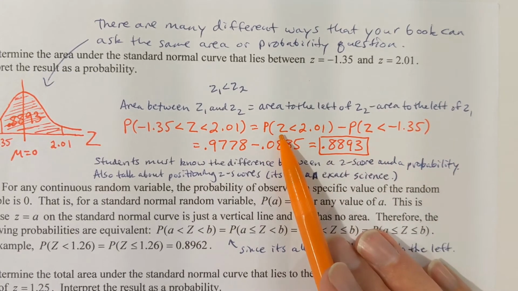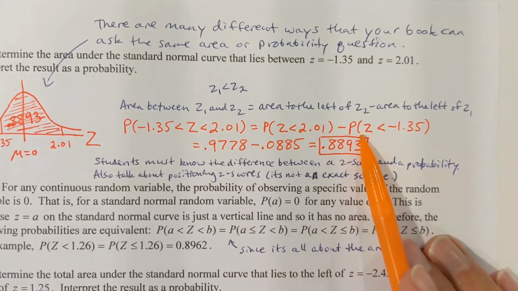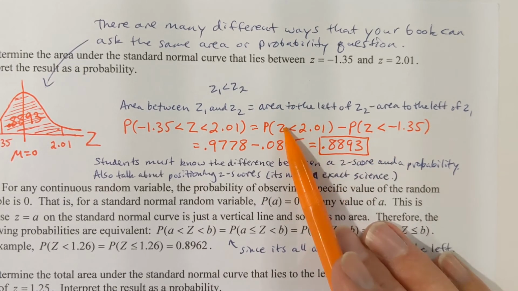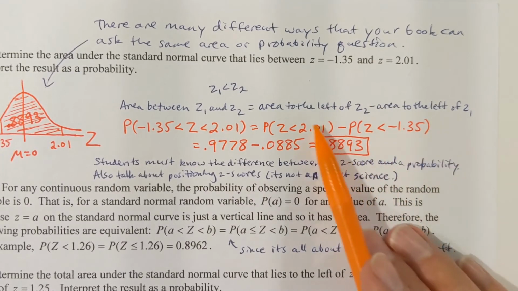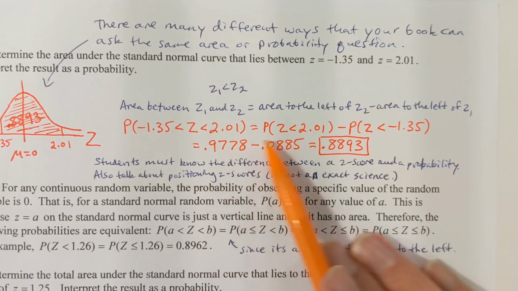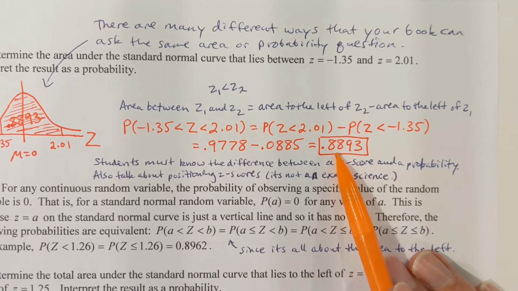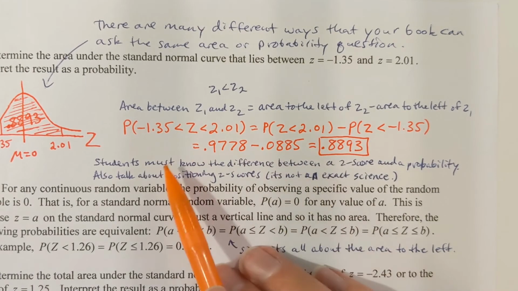The probability that z less than 2.01 means you're talking about the area to the left of 2.01. The probability that z less than negative 1.35 means that you're talking about the area to the left of negative 1.35. Both of these are less than signs. That's what I want, since both of them are describing area to the left. We then went to the chart and looked up those two areas and then subtracted the numbers in order to get 0.8893.